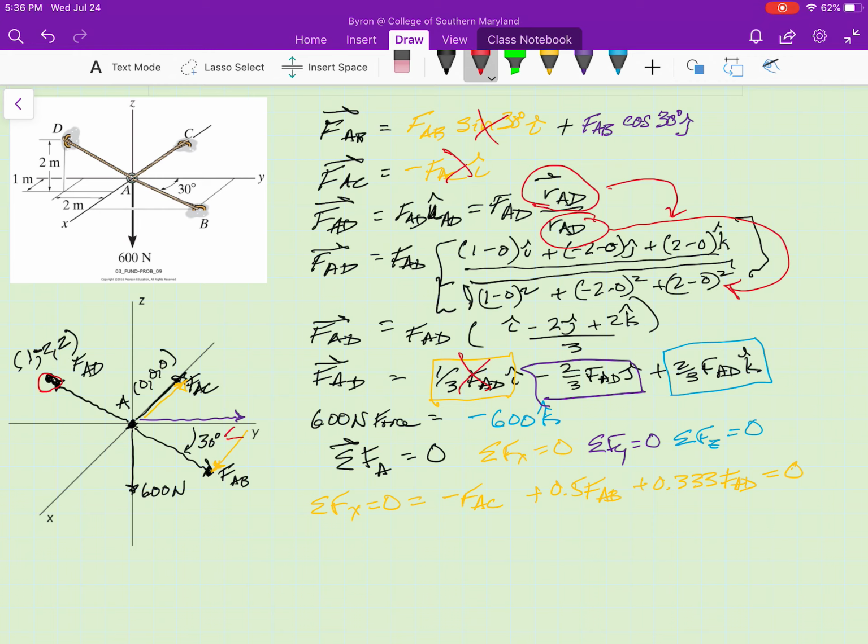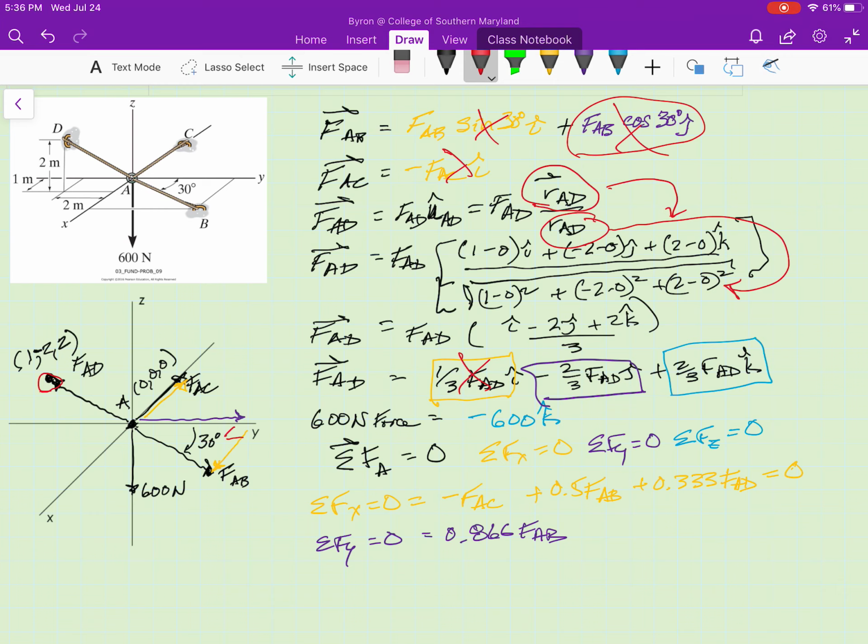Okay, so I've taken care of that. Now I'm going to sum my magnitudes in the y direction. I'm going to pick up the FAB y term first, which is FAB cos 30, which I'm going to write as 0.866 FAB. Okay, so I've taken care of that one.